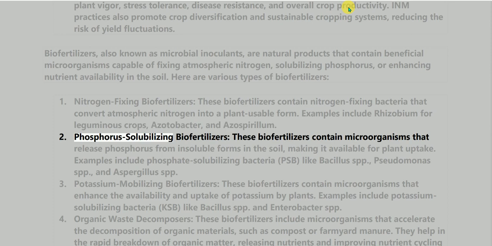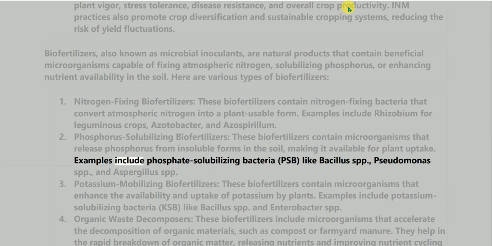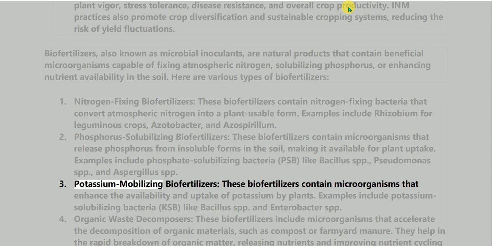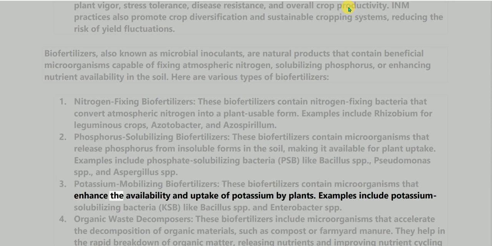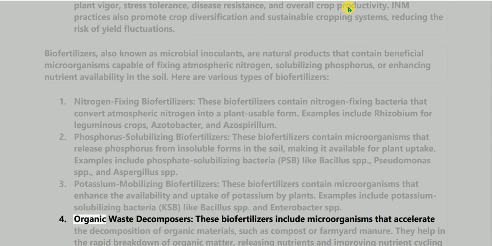2. Phosphorus-solubilizing biofertilizers. These biofertilizers contain microorganisms that release phosphorus from insoluble forms in the soil, making it available for plant uptake. Examples include phosphate-solubilizing bacteria, PSB, like Bacillus spp, Pseudomonas spp, and Aspergillus spp. 3. Potassium-mobilizing biofertilizers. These biofertilizers contain microorganisms that enhance the availability and uptake of potassium by plants. Examples include potassium-solubilizing bacteria, KSB, like Bacillus spp and Enterobacter spp. 4. Organic waste decomposers.